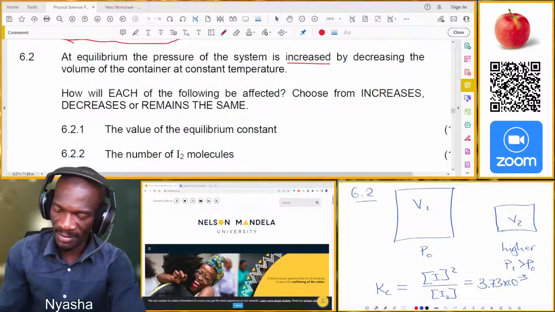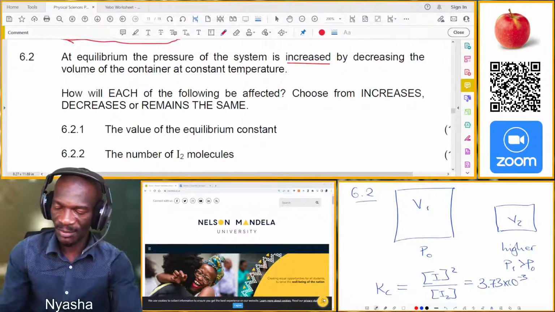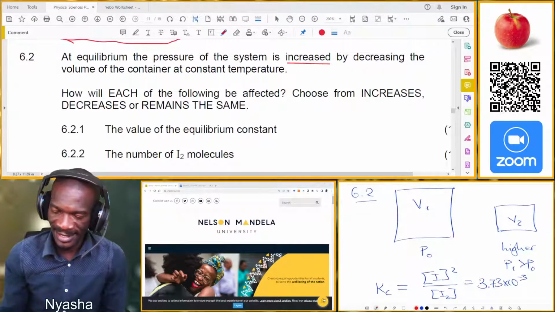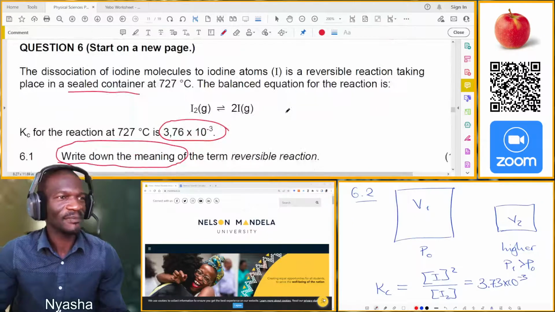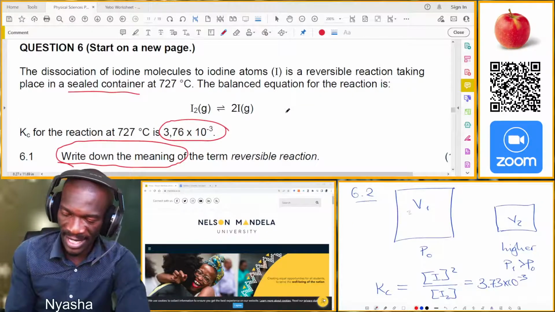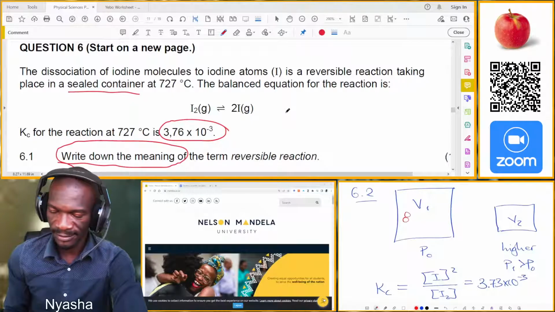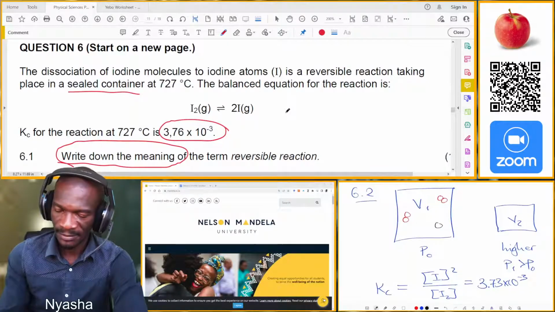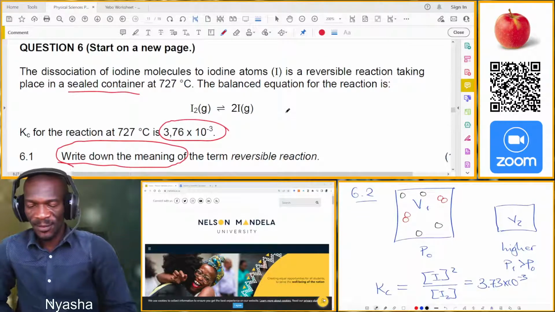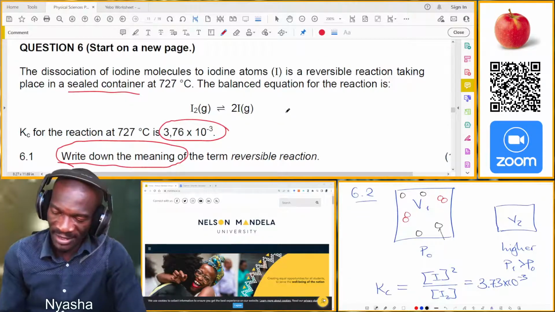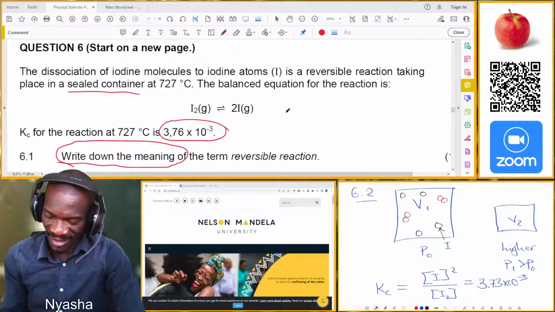Let's just draw some molecules here. Let's say, where is the chemical reaction? Right. So we have our diatomic iodine, and then we also have some monoatomic iodine. So for every 2 we have those. So this is monoatomic iodine. This is our diatomic iodine.